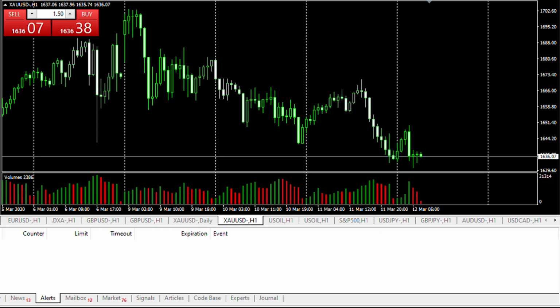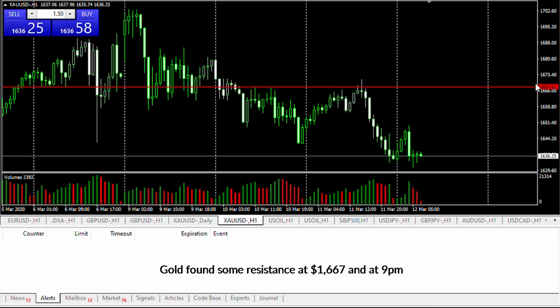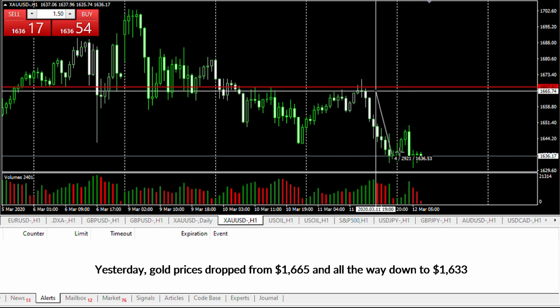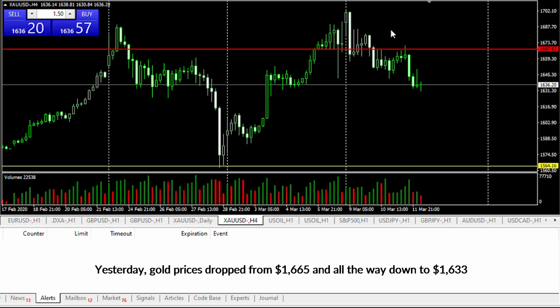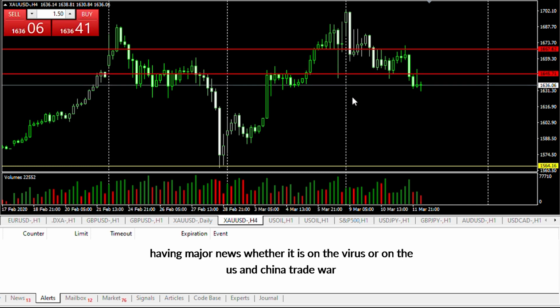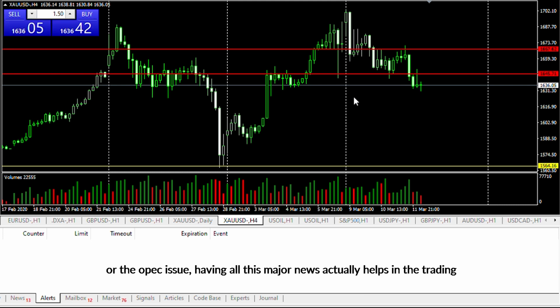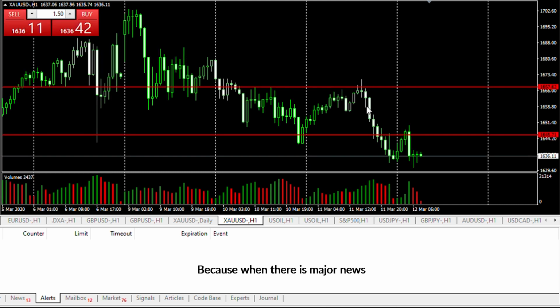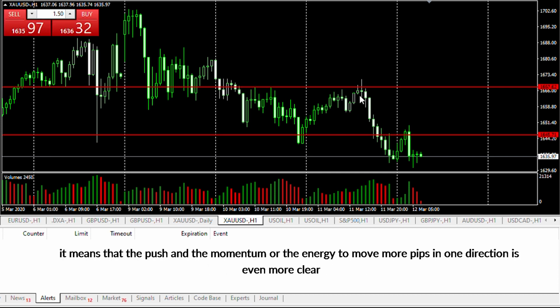Even yesterday, this was the gold price. So gold found some resistance at this price of 1667, and just at this time, this was at 9 p.m. yesterday. Okay, gold prices dropped from 1,665 all the way down to 1,633. So again, if you understand the market sentiment and behavior, having major news, whether it's the virus or the US-China trade war or even the OPEC issue, having all these major news actually helps in the trading, okay? Because when there's major news, there's more volume, there's more volatility, there's more participation. And when that happens, it means that the push and the momentum or the energy to move it more pips in one direction is even clearer.